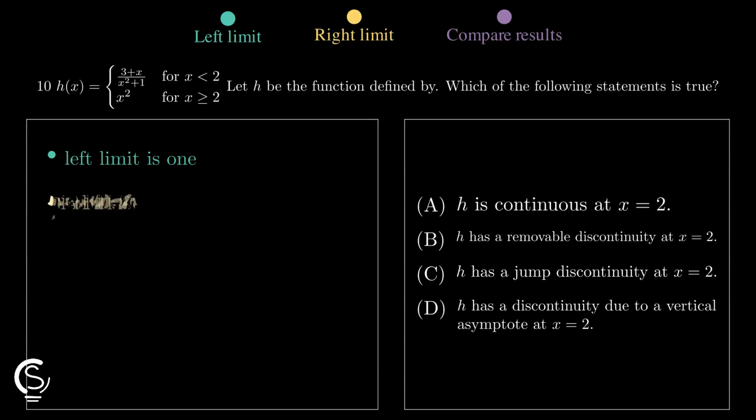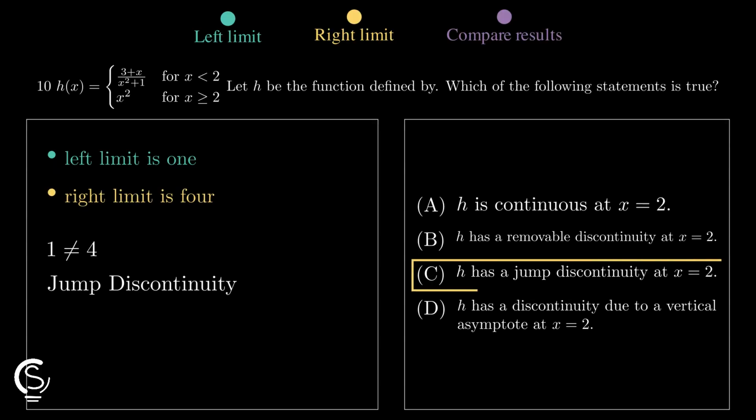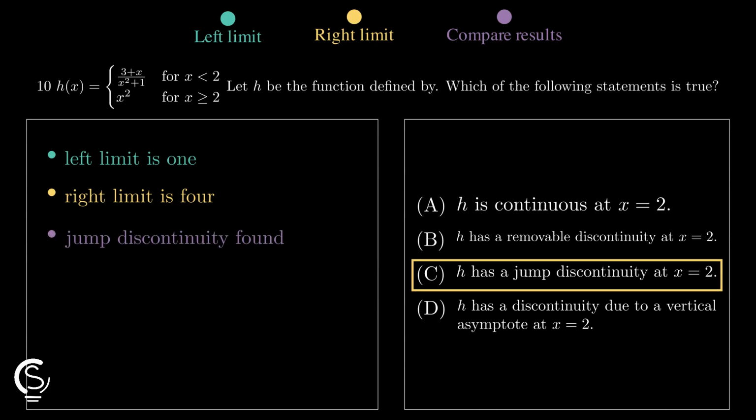Finally, compare the two results. Because 1 does not equal 4, the function has a jump discontinuity at x equals 2. That makes option C our final correct answer.